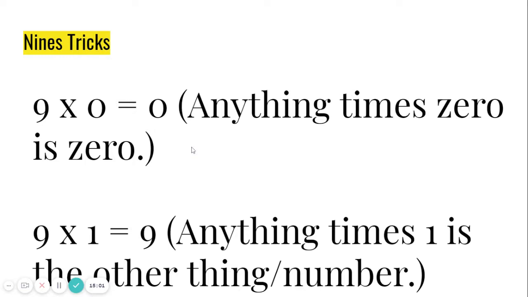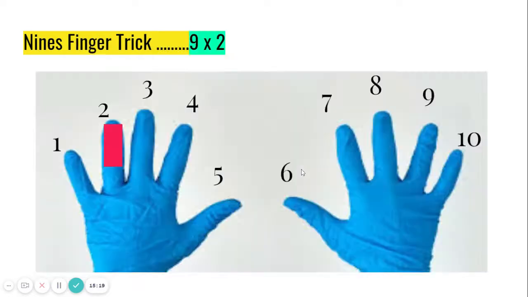Now, nines. 9 times 0 equals what? 0, because anything times 0 is going to be 0. All right, 9 times 1 is 9, because anything times 1, the other number is going to be our answer. So 9 times 1 is 9.